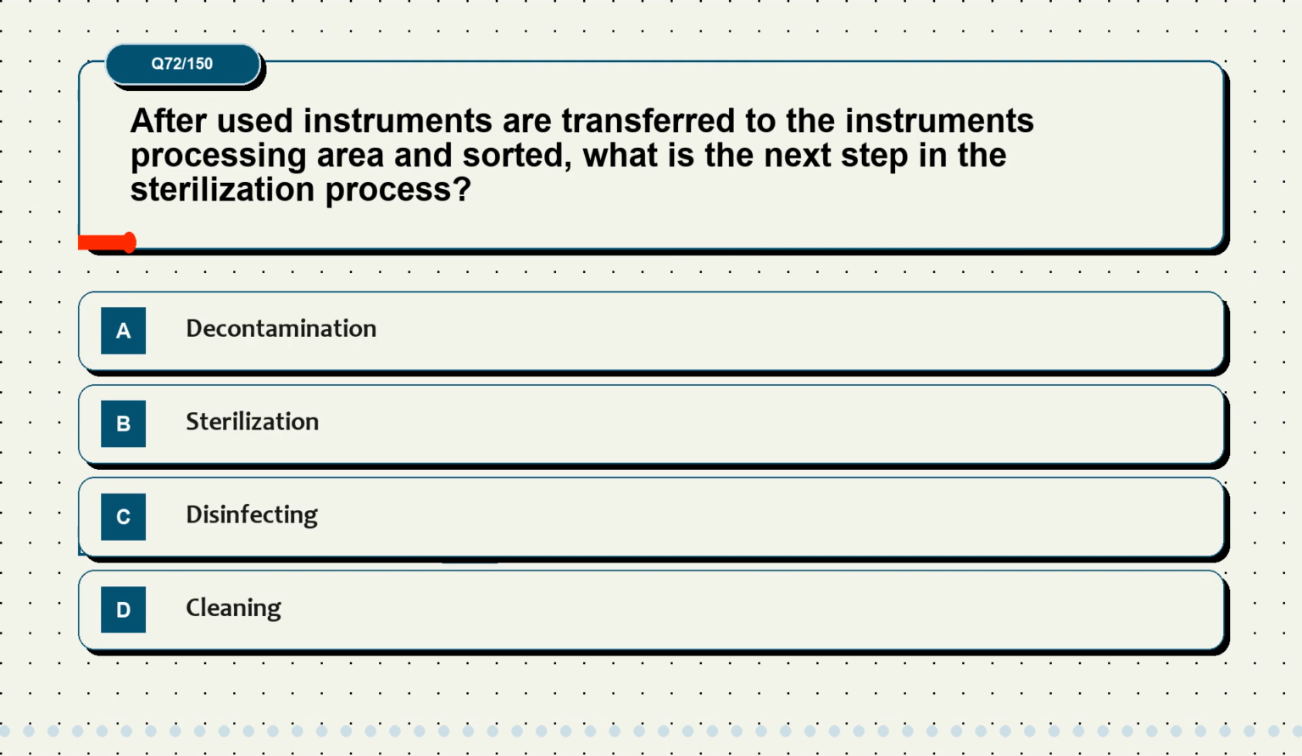Question 72. After used instruments are transferred to the instrument processing area and sorted, what is the next step in the sterilization process? Here are the options. Option A. Decontamination. Option B. Sterilization. Option C. Disinfecting. Option D. Cleaning.